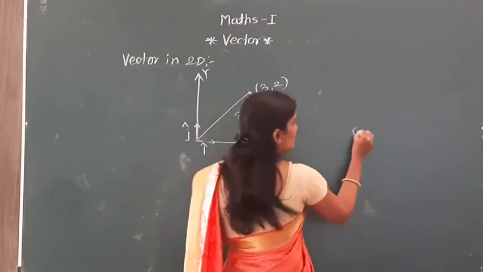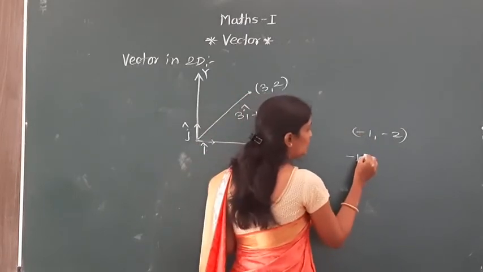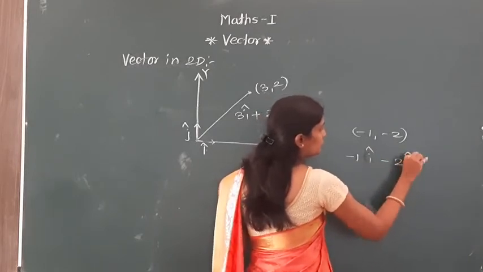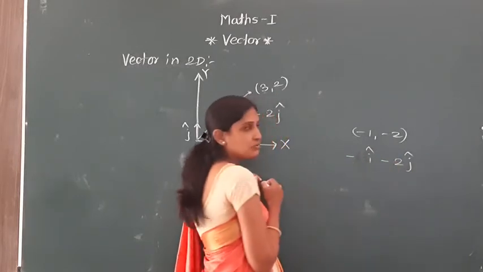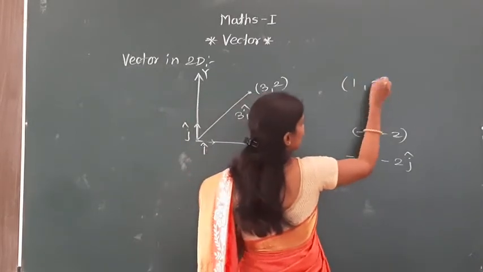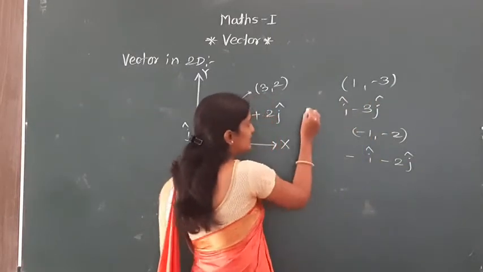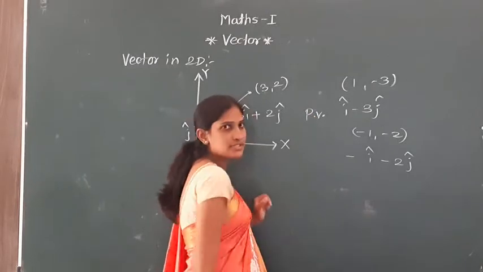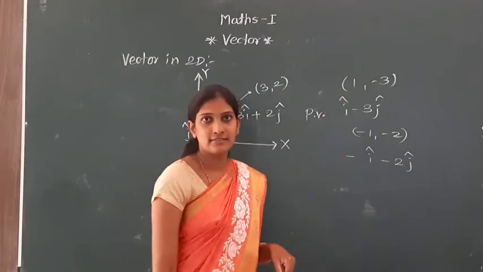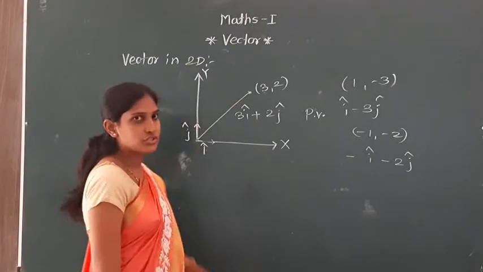If there is a -1 and -2, then its position vector is -1 into I cap and -2 into j cap. We can't write 1, so minus I cap minus 2 j cap. If there is a 1 and -3, how do we write it? I cap minus 3 j cap. These are the position vectors. You studied this in physics, position vectors in two dimensions.